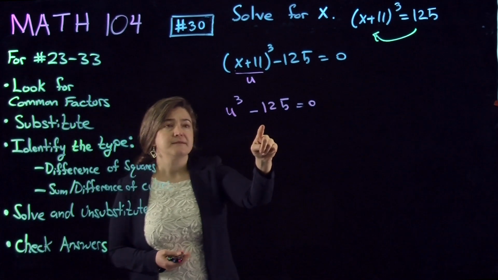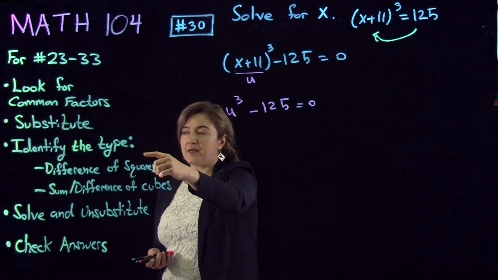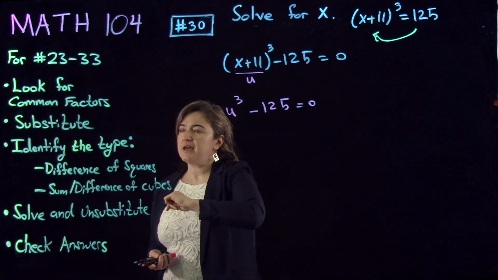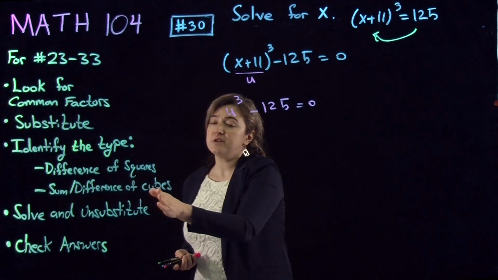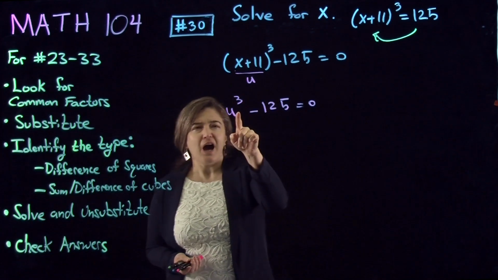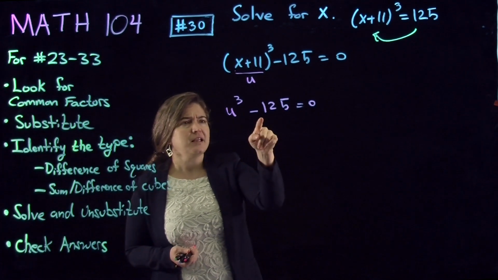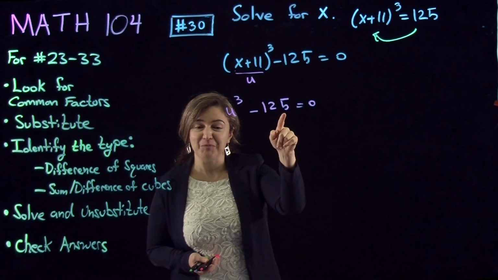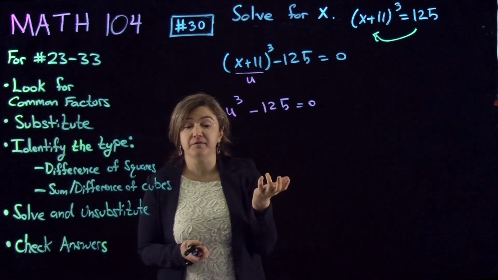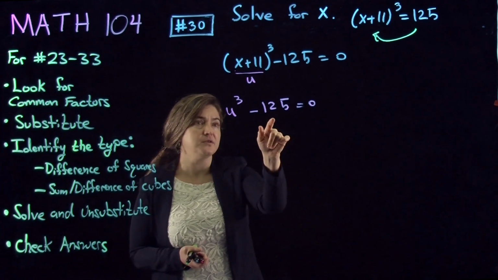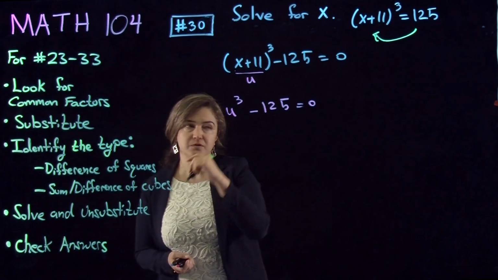Now how do we solve this? Looking back at my box of tools, I see that I can use quadratic, I can use difference of squares, I can use sum or difference of cubes. Oh, I already have u to the power 3, that looks like a cube to me. Upon investigating a little bit more, I see 125 is also a cube, 5 cubed. So now I may be able to use the difference of cubes.